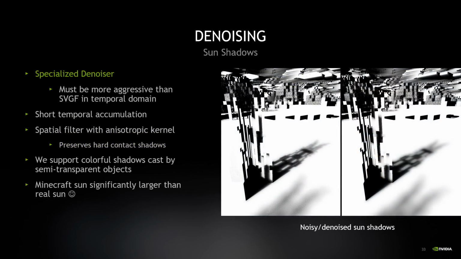And for the sun shadows, we have a specialized shadows denoiser, not based on SVGF. SVGF with our modifications causes some ghosting, especially when time of day changes and the shadows move rapidly. Therefore, we have implemented a denoiser which is much more aggressive in temporal domain, meaning it doesn't store a very long history. Also, the spatial filter has an anisotropic kernel to preserve hard contact shadows better.